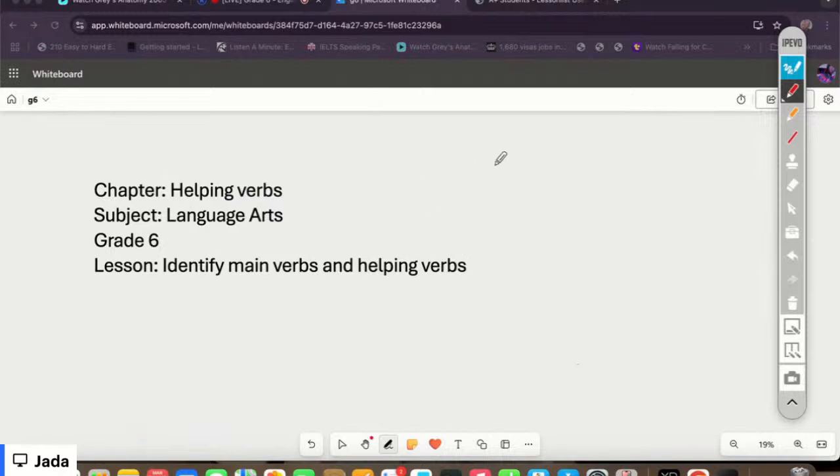Today we will have helping verbs, and first you have to log in using aplusstudent.com. Click on your name, move on to Language at grade 6. And the chapter is helping verb. The lesson will be identifying main verbs and helping verbs.